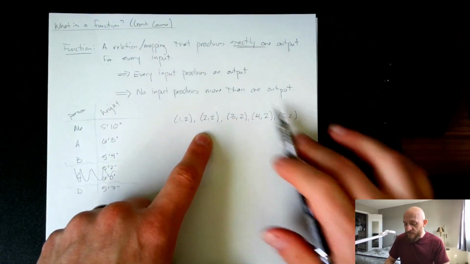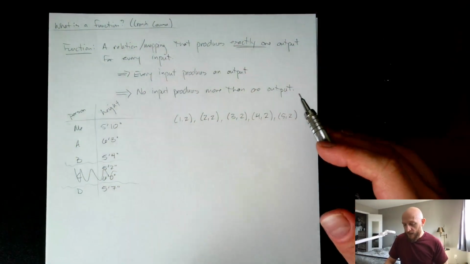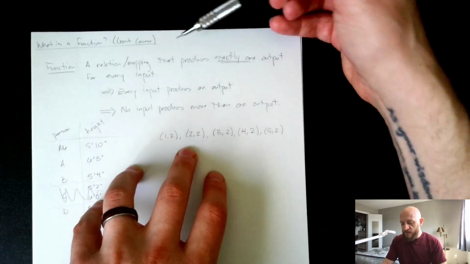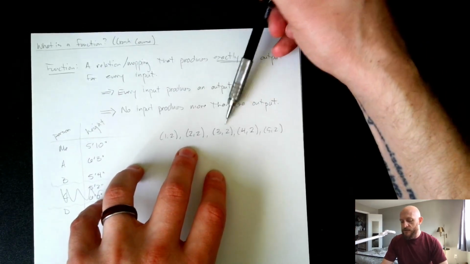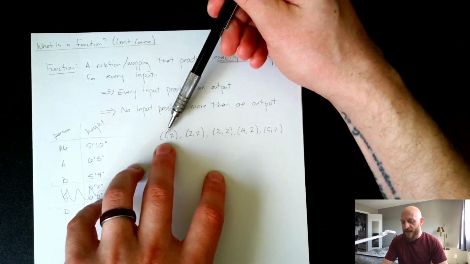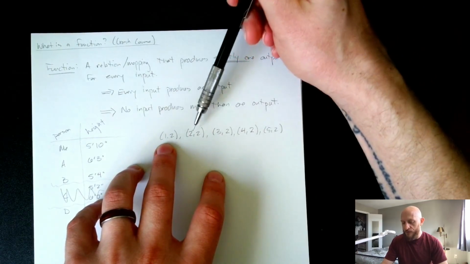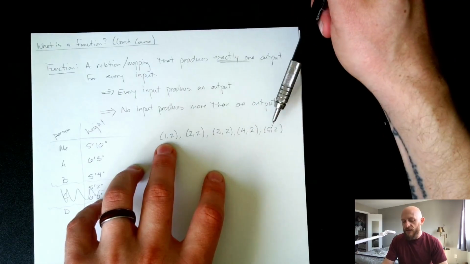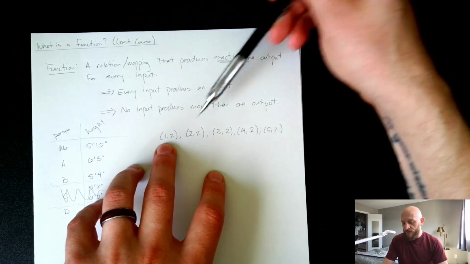Assuming that this is all of the inputs, does this fit the definition of a function? Well, does every input have an output? Yeah, assuming that the only inputs are 1, 2, 3, 4, 5, then yes, every input is producing an output.